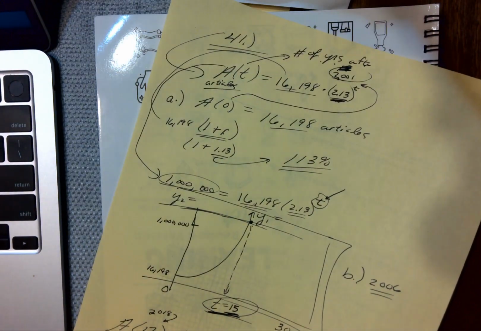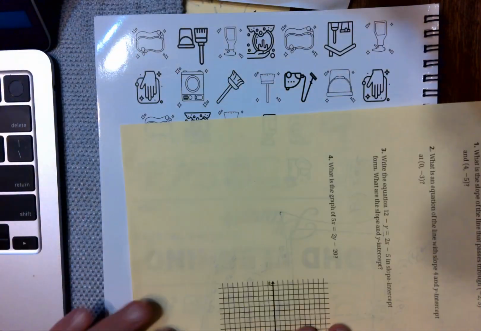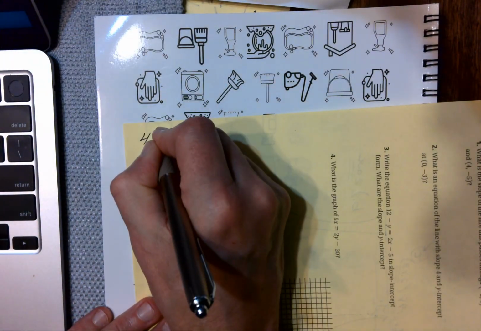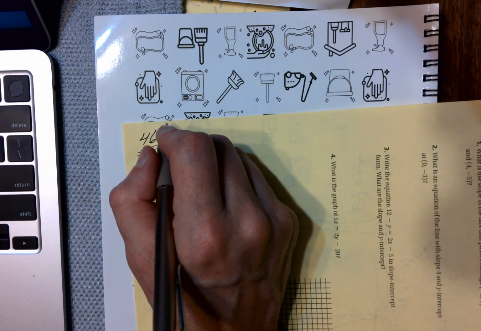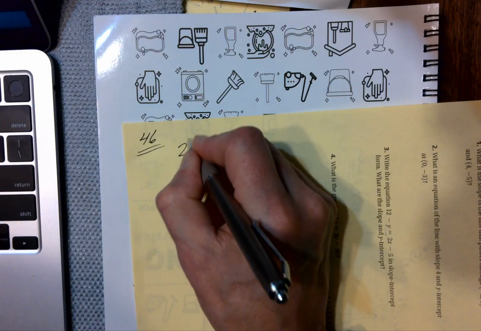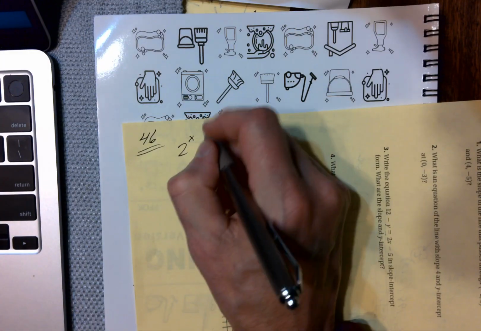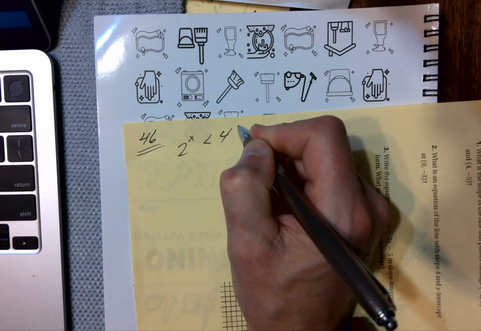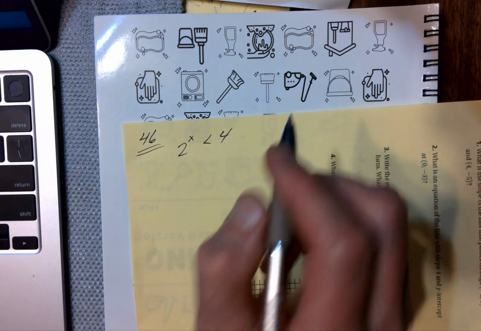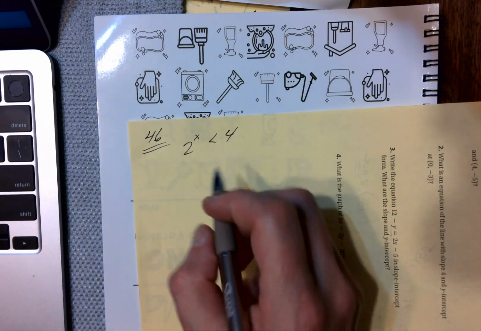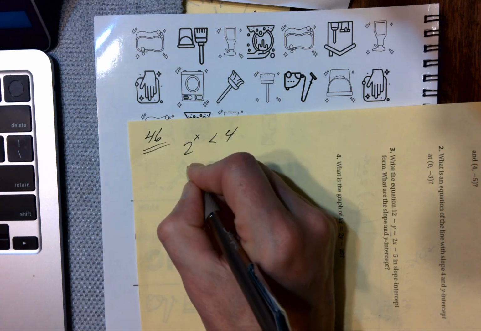I was trying to do one more problem. That one more problem is 46, so I'm just going to jump over here and do 46. It says 2 to the x is less than 4, and it does say to use your graphing calculator, although this one, to be honest, we can just do pretty quickly.